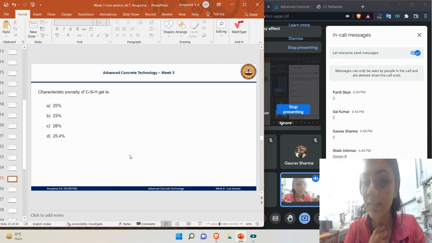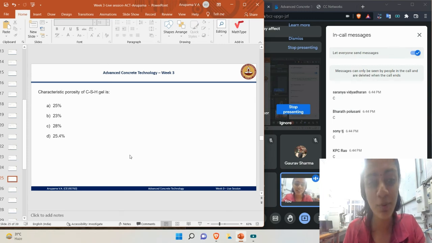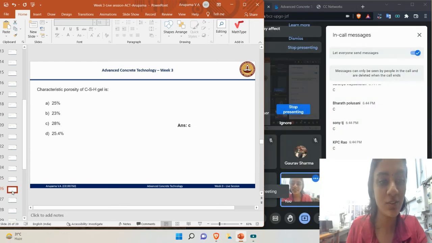I know option B is a bit confusing, because for 1 gram of cement, 0.23 gram of water is required for full hydration of the cement. So from there, you might remember option B. Unfortunately, it's not option B. The 25.4 percent you remember is from the reduction. The correct answer is C, 28 percent. The characteristic porosity of CSH gel is 28 percent.